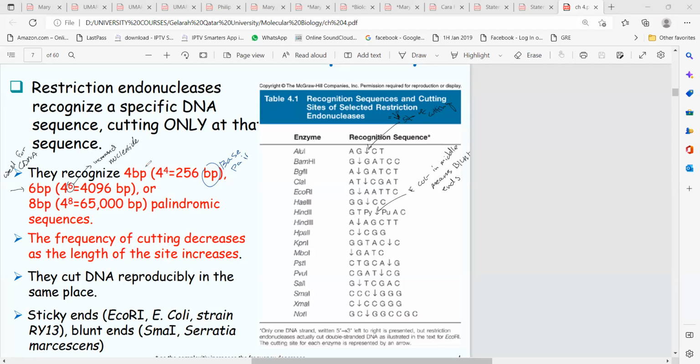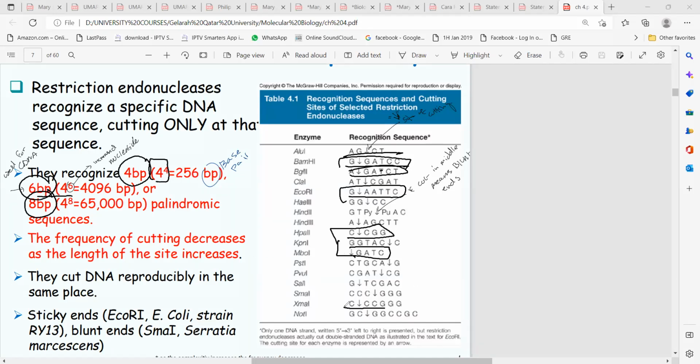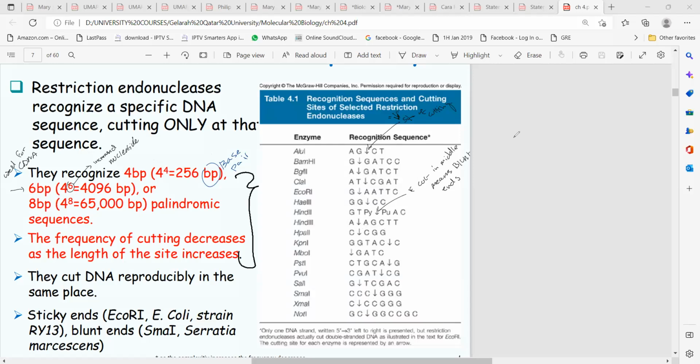So they recognize 4 base pairs. They can recognize 6 base pairs. They can recognize 8 base pairs as well. So for this enzyme 4, this enzyme 6, and some can recognize 8. Clear? So these conserved sequences are 4, 6, or 8 base pairs.